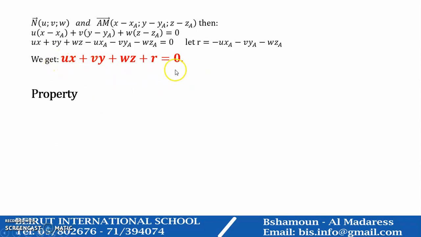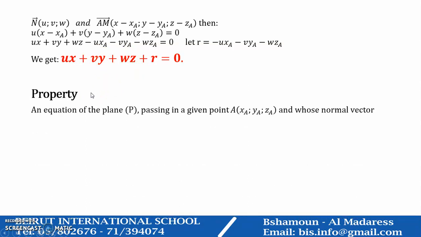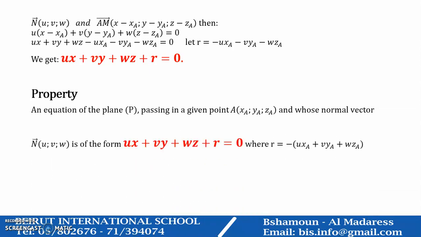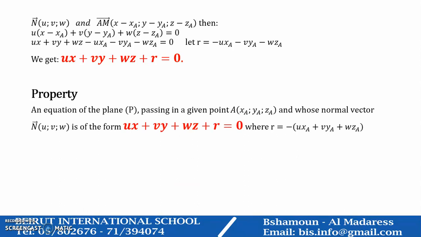This formula is the equation of the plane, where u, v, and w are the coordinates of the normal vector. u is the abscissa of the normal vector, v is the ordinate, and w is the elevation of the normal vector. So an equation of the plane P passing through any given point xa, ya, za, and whose normal vector n is u, v, w, is of the form ux plus vy plus wz plus r equals 0, where r equals minus uxa minus vya minus wza.